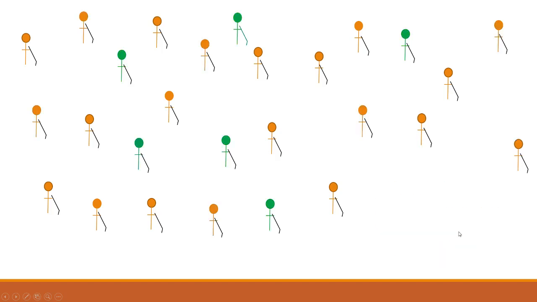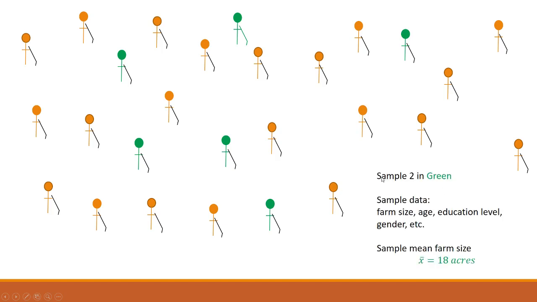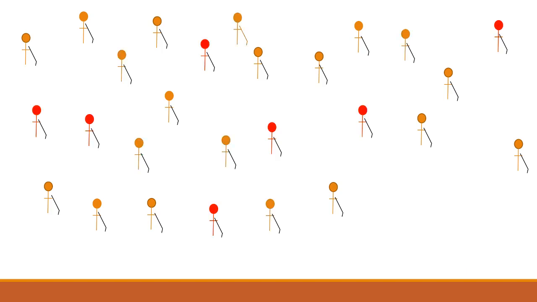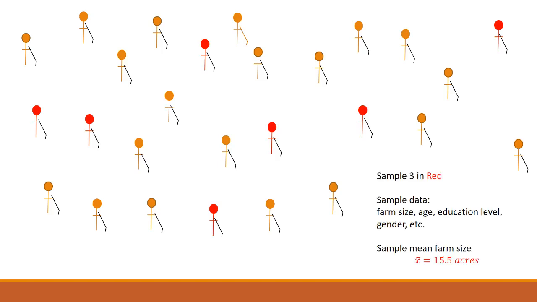But let's say I went and collected a different sample. This time, I'm collecting a sample in a different random subset of the population, and I'm indicating this different subset with green. So sample 2 is in green. This sample mean is 18. You see, the sample means are different. They're both estimates of the true population mean, but each of them is different. We could do another example. Let's say this is another subset, another sample in red, and the average for sample number 3 is 15.5.